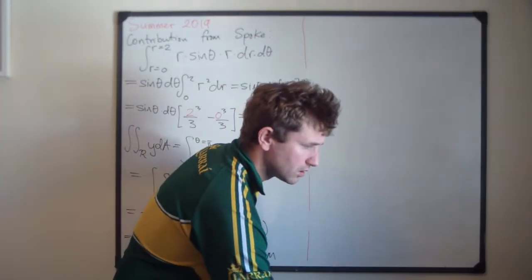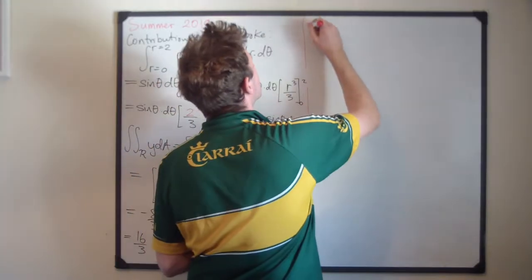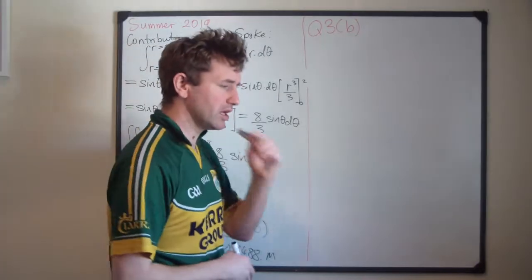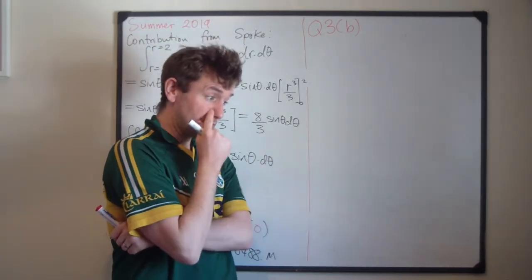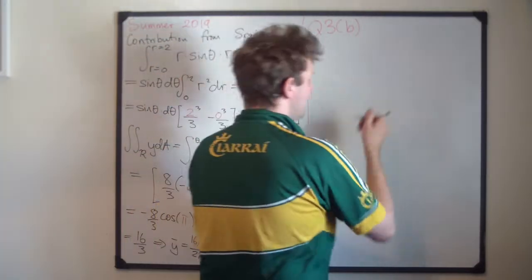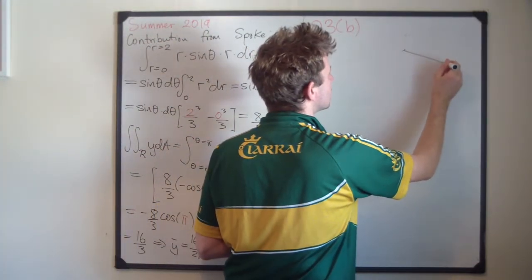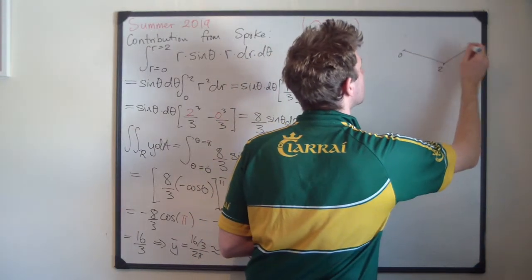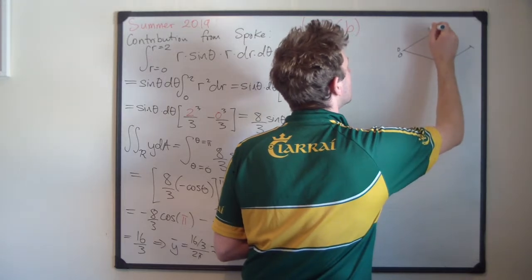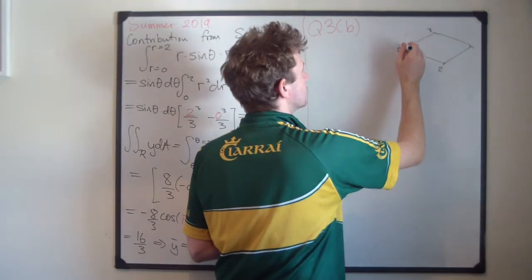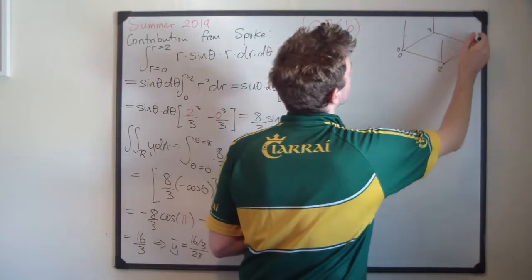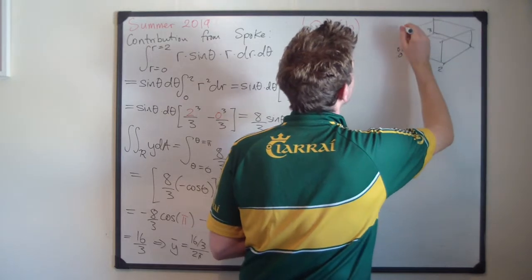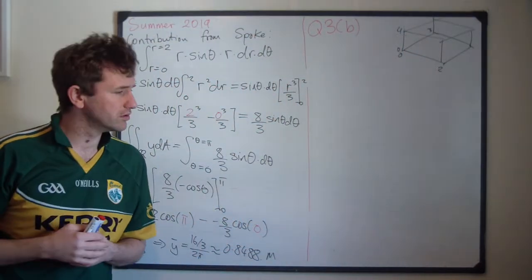Okay, now we're going to do 3B. Here we have a box given by, so the x's go from 0 to 2, the y's go from 0 to 3, and the z's go from 0 to 4. So our box looks something like 0 to 2 along the x, 0 to 3 along the y, and 0 to 4 along the z. Okay, so this is what we're dealing with.